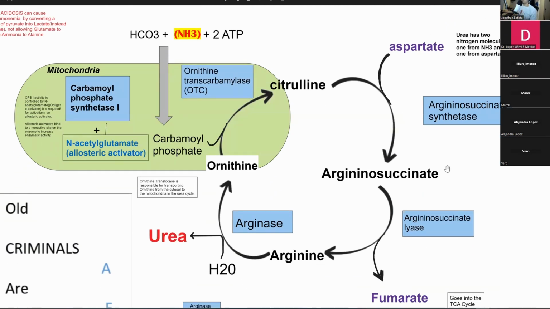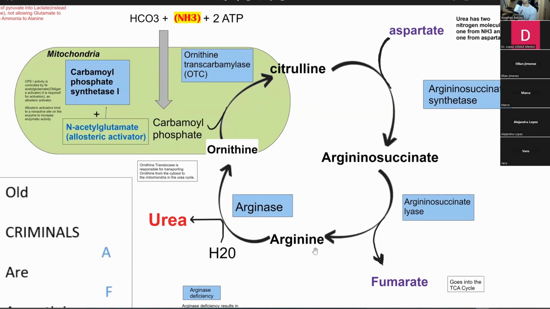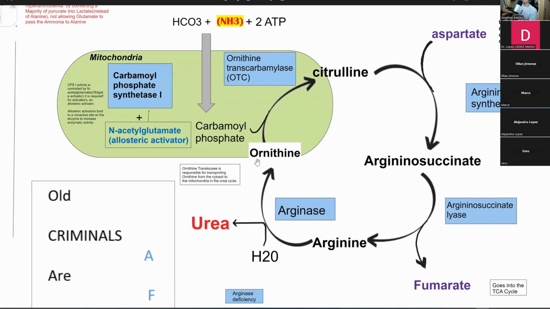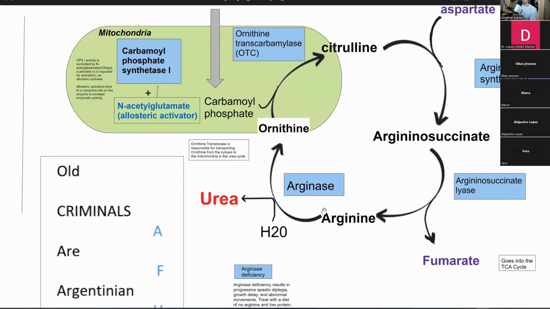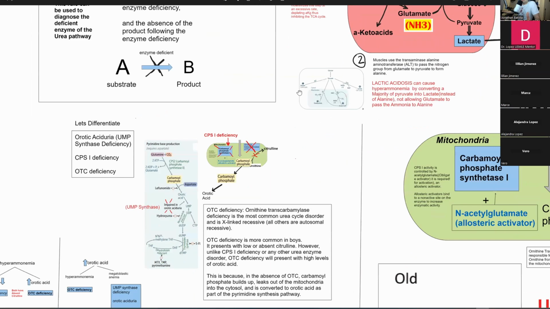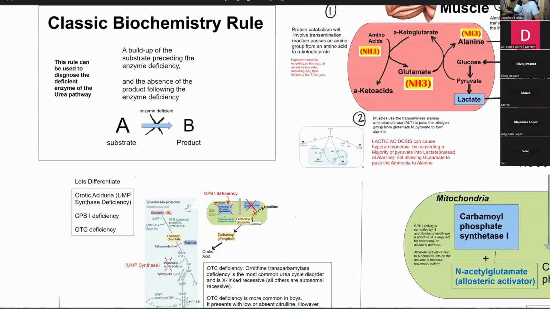So here we're seeing that argininosuccinate turns into arginine by argininosuccinate lyase, and then arginine gets converted into ornithine by the enzyme arginase. Perfect. We understand this. So how do we get the answers right? What's going on here? What's the connection in all these kinds of pathologies? Let's make sense of this all.